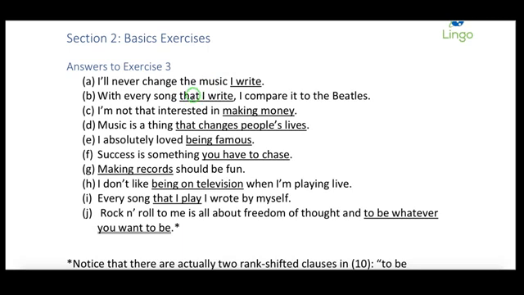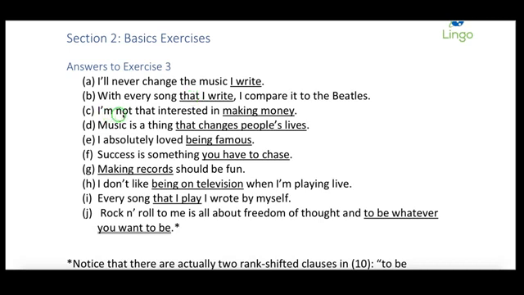Now in B, it says that I write, and in A, there's no that, but it's exactly the same kind of grammar. You can omit that. So Noel Gallagher could have said, with every song I write, I compare it to the Beatles, with absolutely no difference in the meaning.